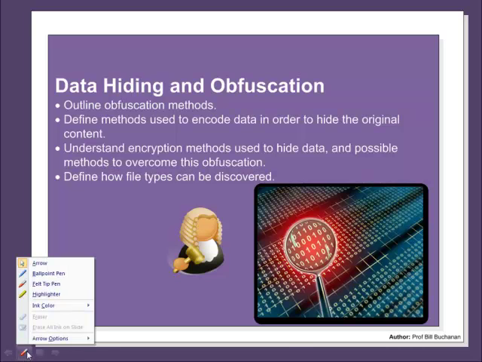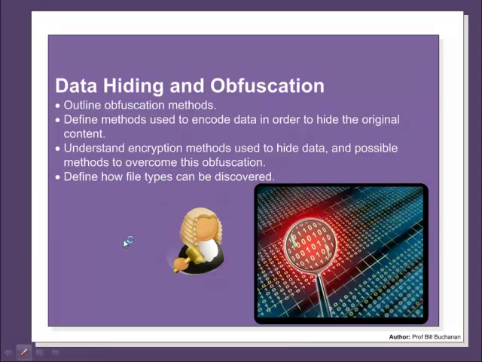This lecture is going to look at some of the data hiding and obfuscation techniques that someone might use to maliciously hide information. So we'll look at the main obfuscation methods, define some of the methods that are used to encode data to hide the original content, understand encryption methods used to hide data, and the methods that we could use to overcome this obfuscation, and also we'll define some of the file types that could be discovered by a deep scan of a file system.